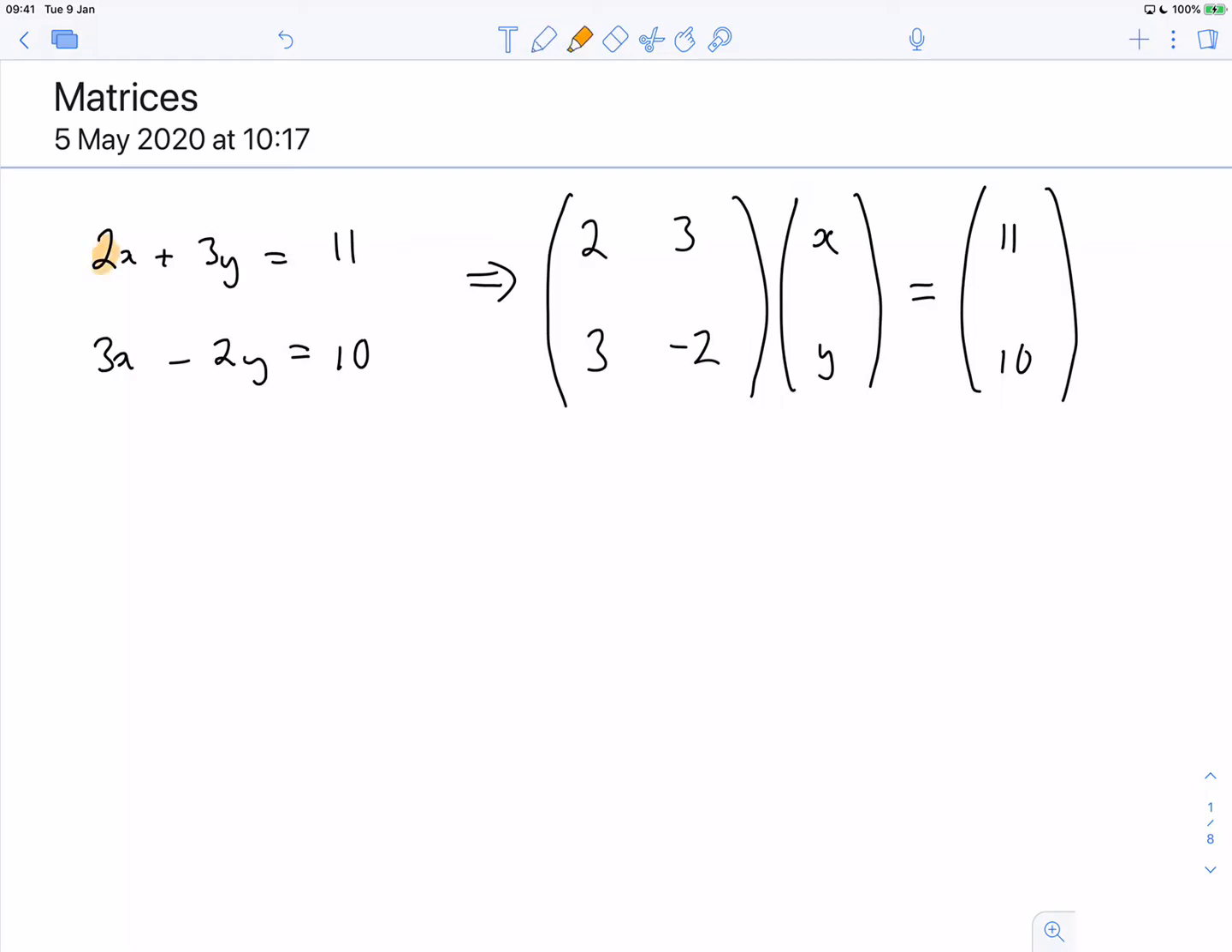Now, can you see that the coefficients are these numbers? Can you see how the x's and y's go into this column, and the answers on the right hand side go here? Now, it's not as obvious as the top row equals the top row and the bottom row equals the bottom row. That's not what's going on here. In actual fact, it's a lot more technical.